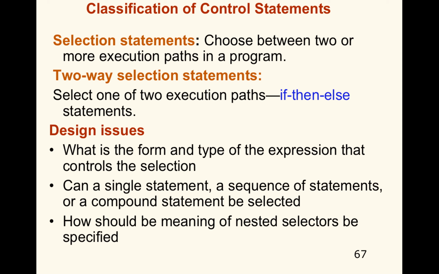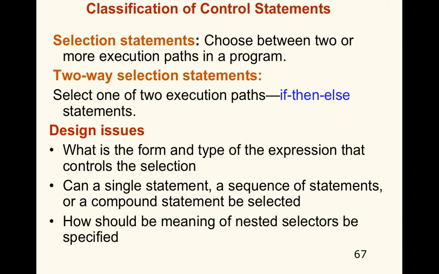Can a single statement, a sequence of statements, or compound statements be selected? Most languages give you the choice of all of them. If you don't use curly brackets, then only one line gets selected. If you put the curly brackets in, then multiple sequences of statements can be selected. You can have compound statements as well by calling another function from within it or something of that nature. So there's no limit in most modern-day languages, but that is a consideration you need to think about if you're going to implement the concept of control structures.